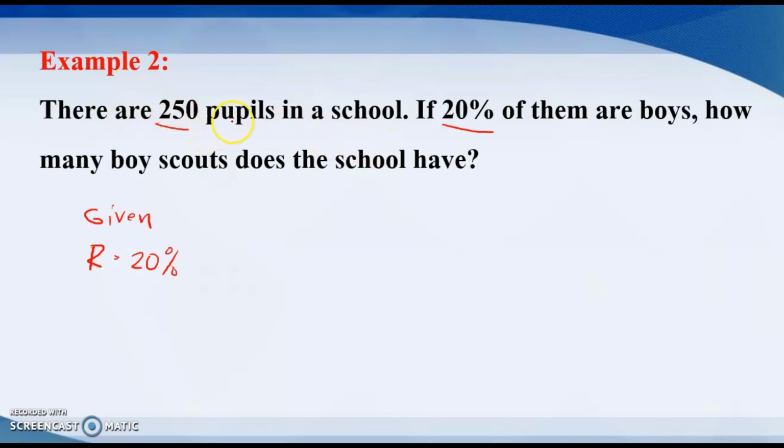There are 250 pupils in a school. Okay, so 250 yan yung kabuuan, lahat-lahat ng estudyante sa school. So ano yung 250? Okay, very good. So that is our base. 250, that is the whole. Now, anong nawawala again? Percentage. Okay? Yung part of a whole.